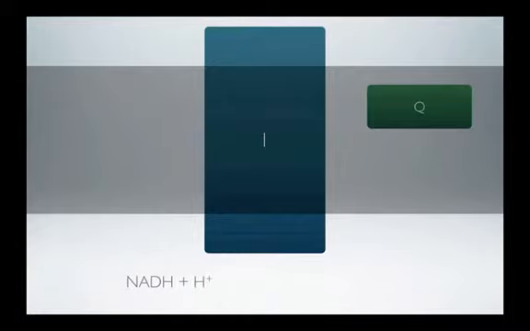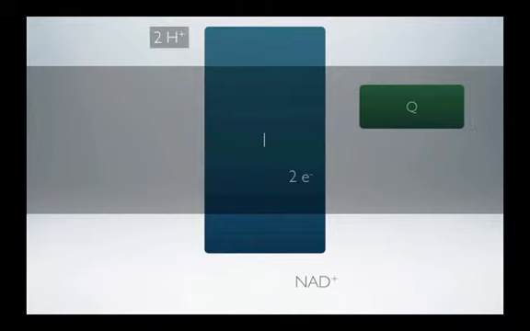Once NADH plus H plus moves into complex 1, it undergoes oxidation through the loss of 2 hydrogen ions and 2 electrons. Then, NAD plus leaves the complex and 2 hydrogen ions are pumped into the intermembrane space. The 2 electrons then pass into ubiquinone, or Q, which carries them to complex 3.